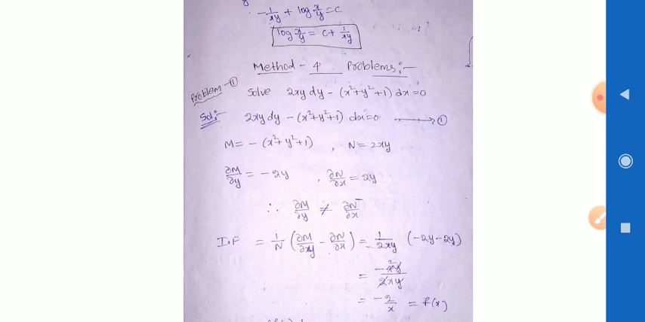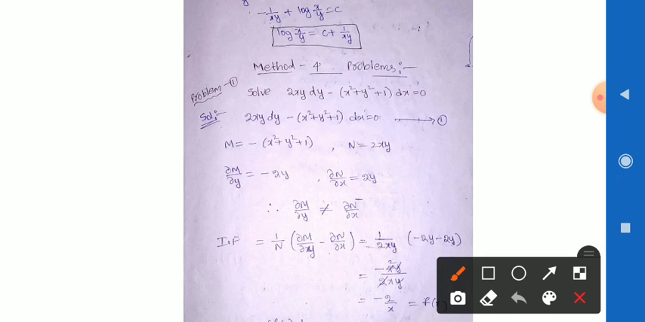Then by doing ∂M/∂y we get −2y and ∂N/∂x = 2y. Here ∂M/∂y is −2y and ∂N/∂x is 2y, which means the given differential equation is not an exact one. For a non-exact differential equation, we have to make it exact by multiplying by an integrating factor.